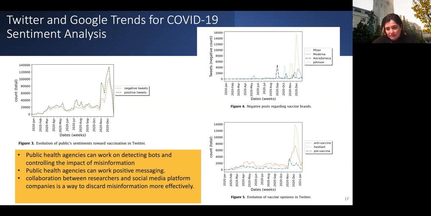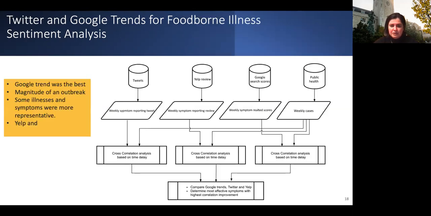At the end, we were also able to make recommendations based on what we have observed. We can easily detect bots. We have a paper under review on that, and we were able to detect them, and that was shown in other papers as well. Bots were the ones generating lots of misinformation. So public health can do the same. They can monitor social media. With the work of other public health agencies, they can work on promoting positive messages to the public. They can detect bots, they can report them, and they can collaborate with researchers and the social media platforms to discard misinformation. I think that is already happening. So there are lots of things that public health can do.